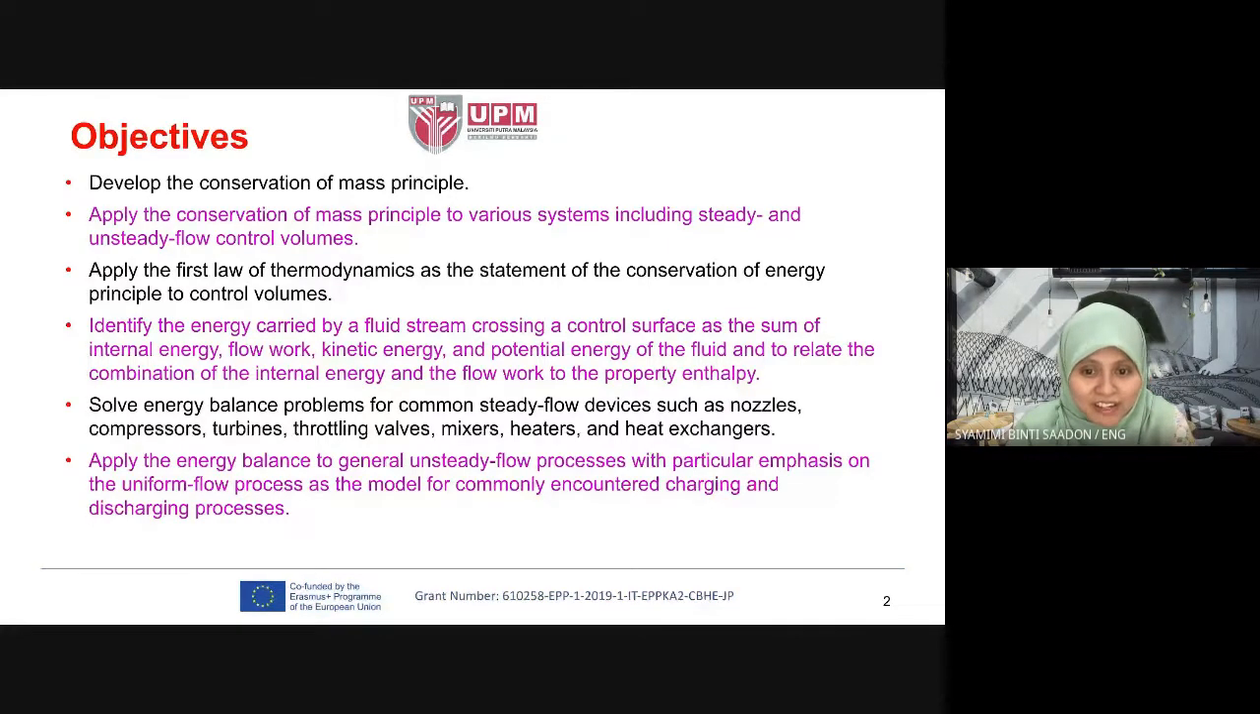Those are devices within an aircraft engine. Mixers, heaters and heat exchangers can also be in an aircraft engine, but heaters and mixers are more applicable in power plants. Maybe some of you are not going to work in aerospace but more in mechanical engineering, so you can apply this energy balance to mixers, valves, heaters, etc.